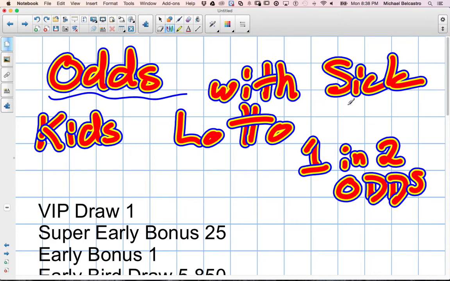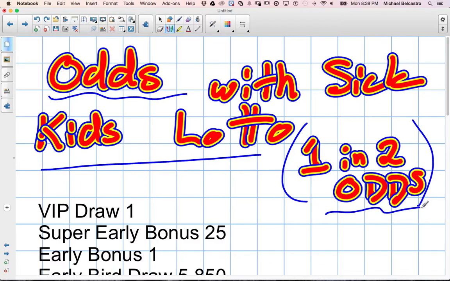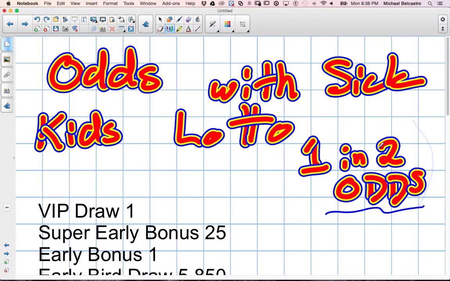We're going to look at the odds with the Sick Kid Lotto. So we got this wonderful package in the mail, and the odds they tell us are 1 in 2 odds. Awesome. That looks amazing. At first glance, it seems to me like I've got a 50% chance of winning this lottery. Okay? That's not quite what it is, and that's why they write things in odds. They can be a little bit deceiving.